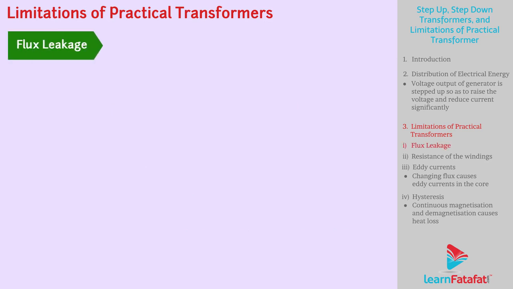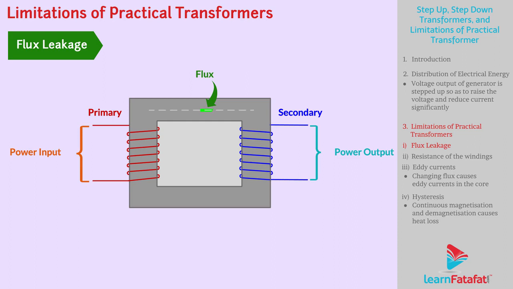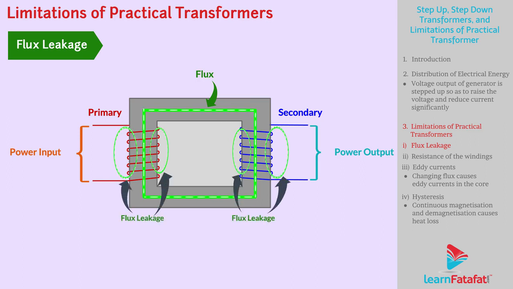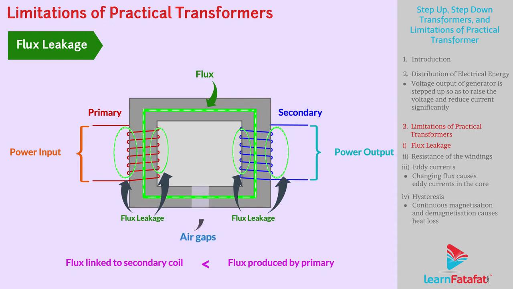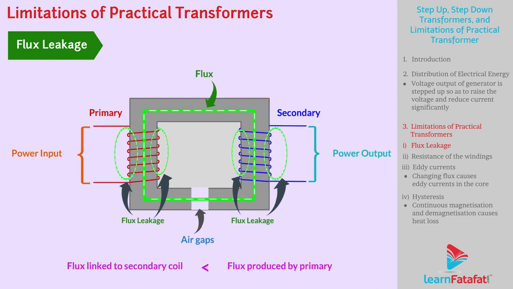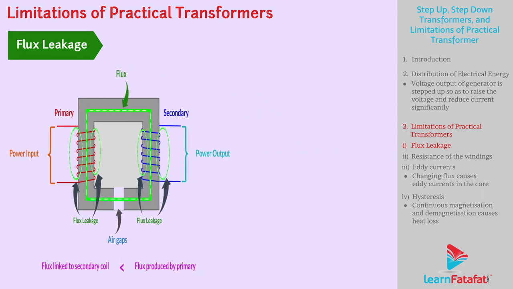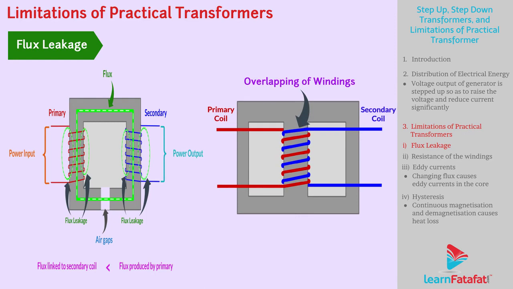Flux leakage. Ideally, we assume that the flux produced by primary is wholly linked to secondary. However, there is always some flux leakage, and therefore, flux linked to secondary coil is always less than that produced by primary. It happens as a result of air gaps in the core or poor design of the core. This can be minimized by winding primary and secondary coils one over the other.